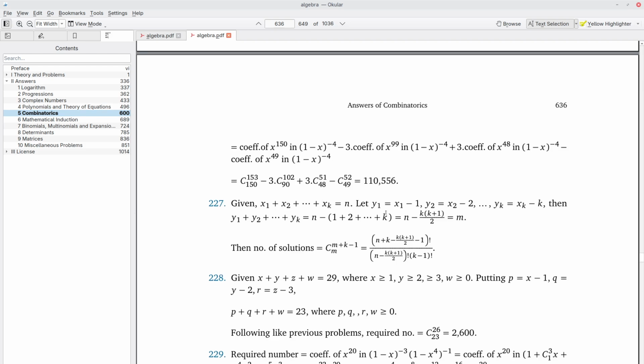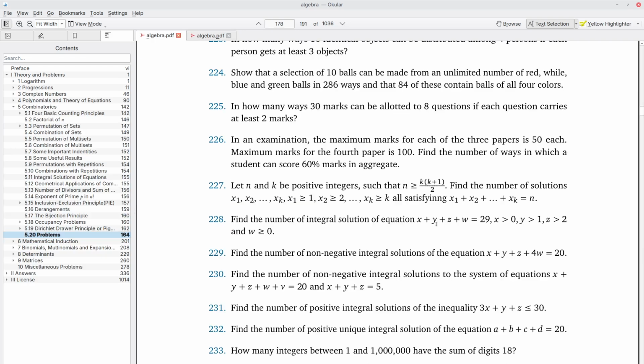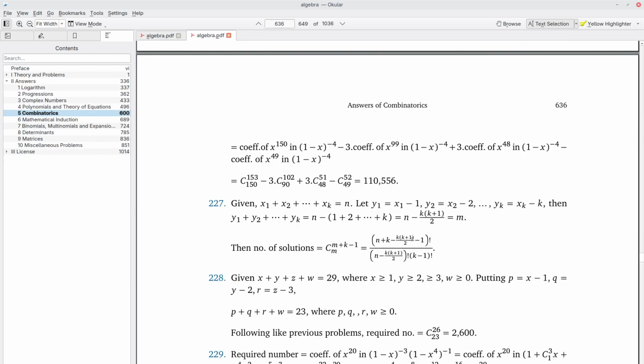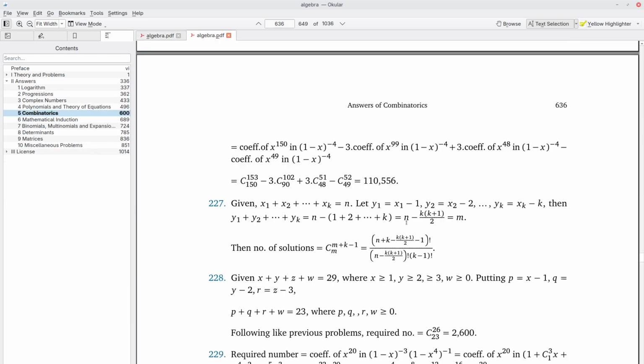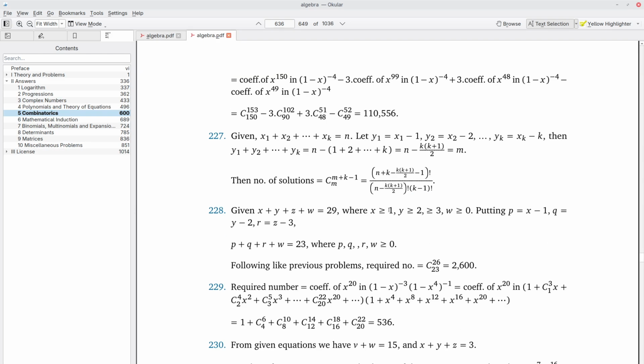So we let y1 = x1 minus 1, y2 = x2 minus 2, yk = xk minus k. So the sum of y1 through yk would be n minus (1 + 2 through k), that is n minus k(k + 1)/2. Now we are given that n is greater than or equal to this. So we let this be equal to m. So the number of solutions would be (m + k minus 1)Cm. So this is your required number of solutions, which you can simplify.